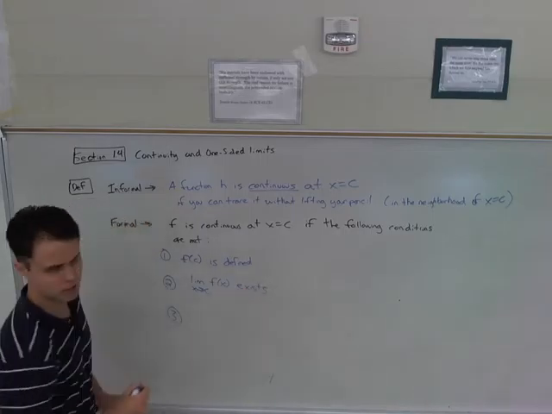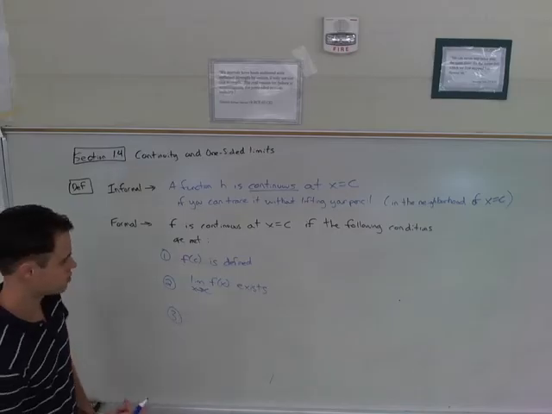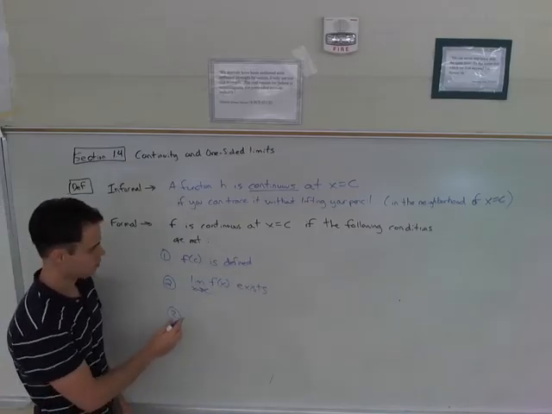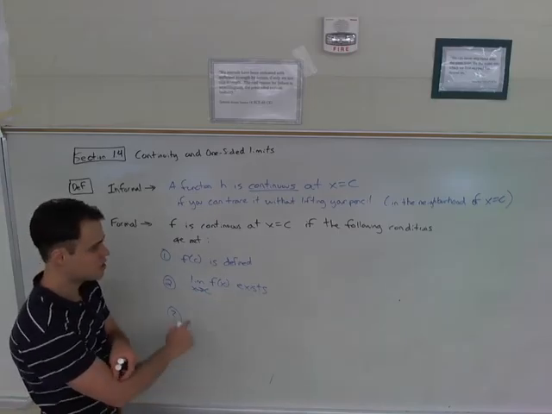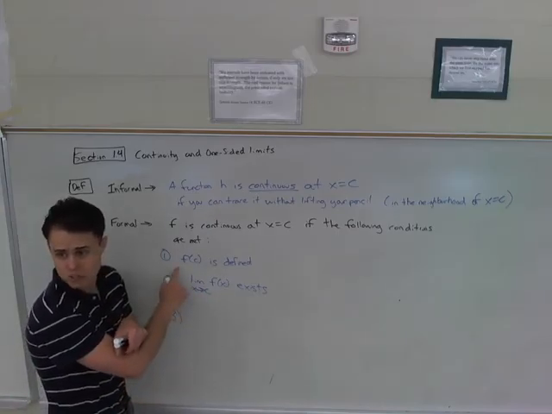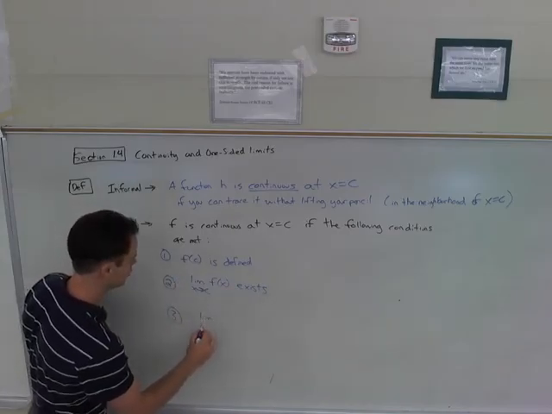Could I say it is defined there? Yeah, I could. Either way to say it. Same thing, right? Exists, is defined, same thing. And they have to be equal to each other, right? So you can't just have the limit exist and a point exist. You've got to have them be equal to each other. So the limit has to equal the point.